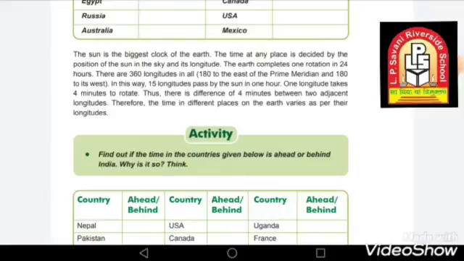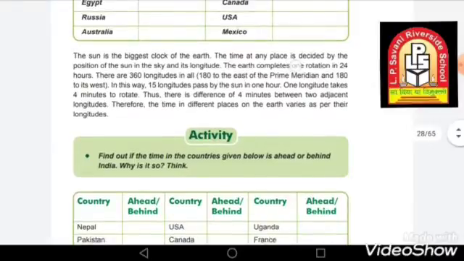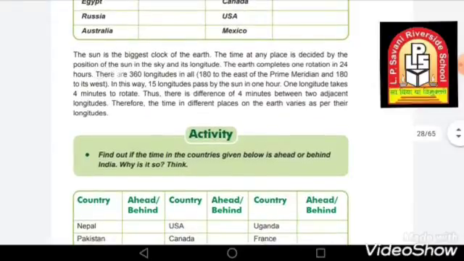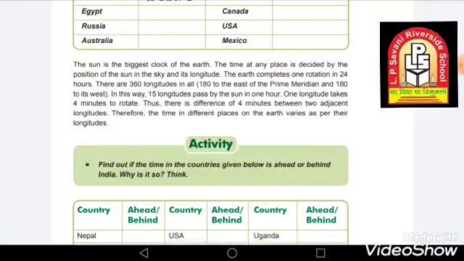The sun is the biggest clock of the earth. As we all know, the sun is at the center and all the planets revolve around our sun. So it is the biggest clock. Why is it the biggest clock? We'll study. The time at any place is decided by the position of the sun in the sky and its longitude. How can we decide the time of a particular place? With the help of the position. If the sun's rays come directly, then that is a different time. If they come in a cross position, then there is a different time. So basically the sun is our clock.